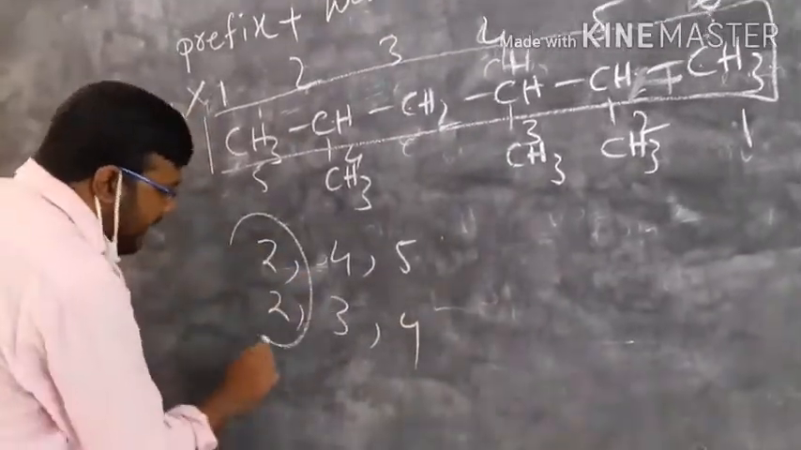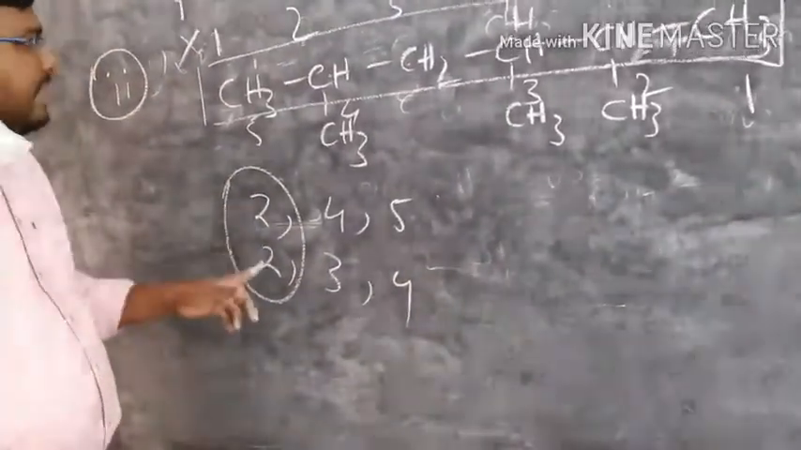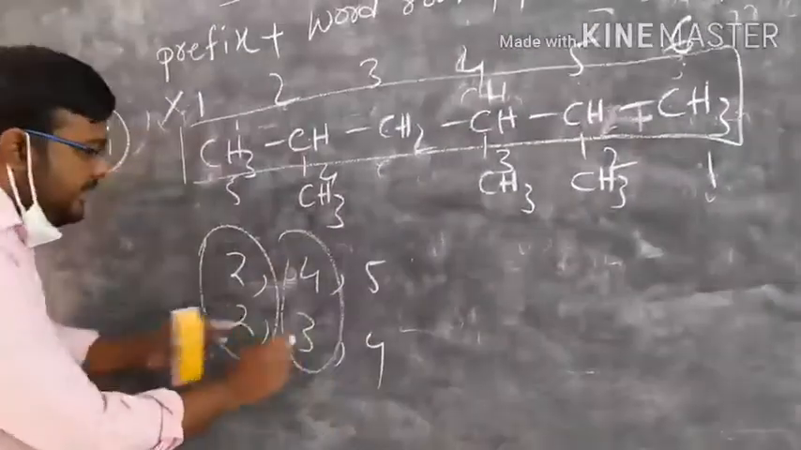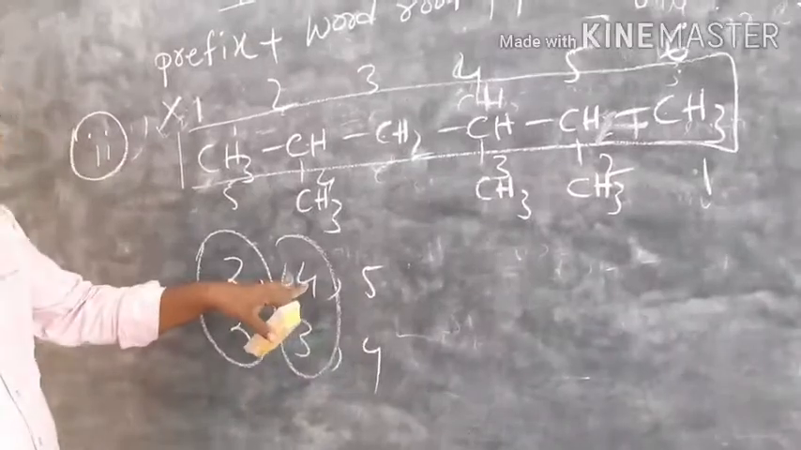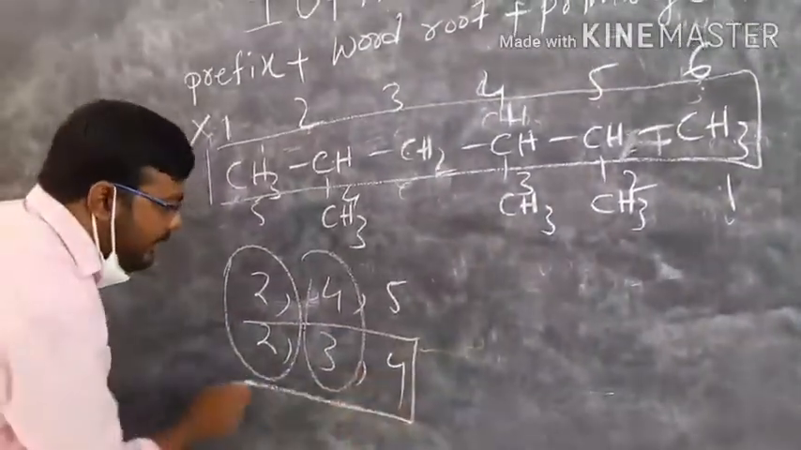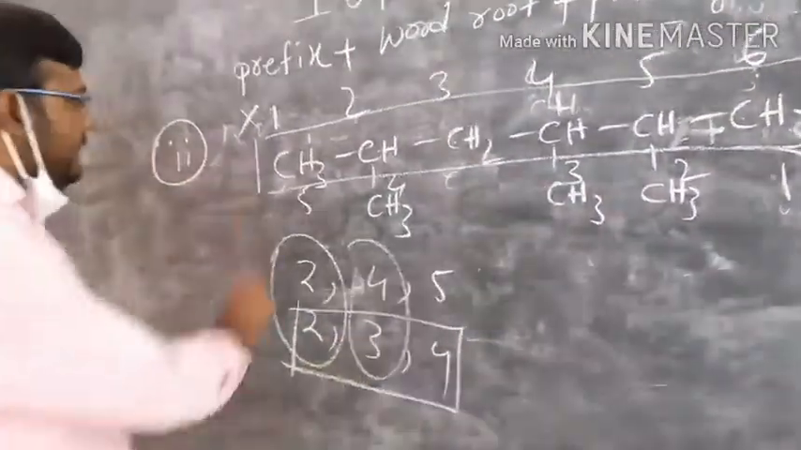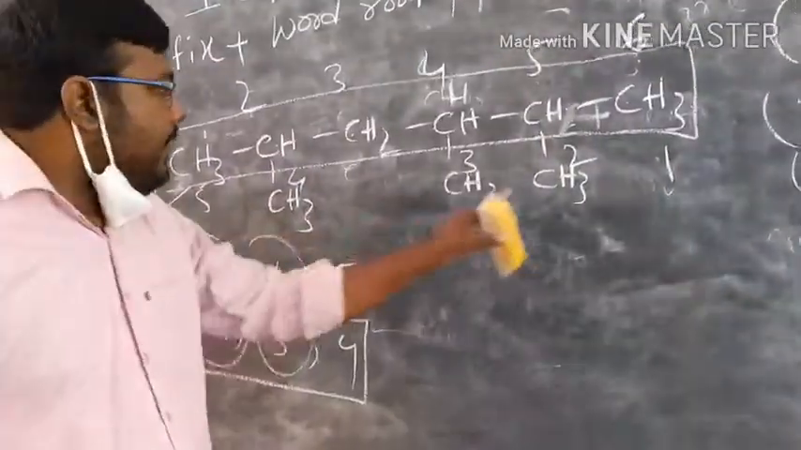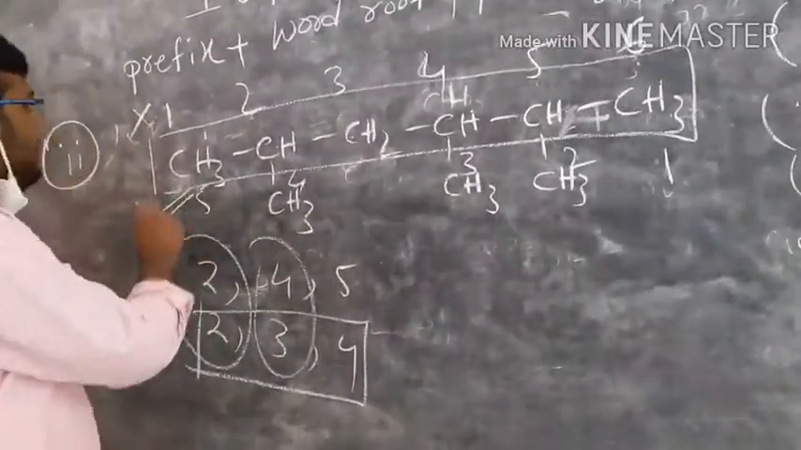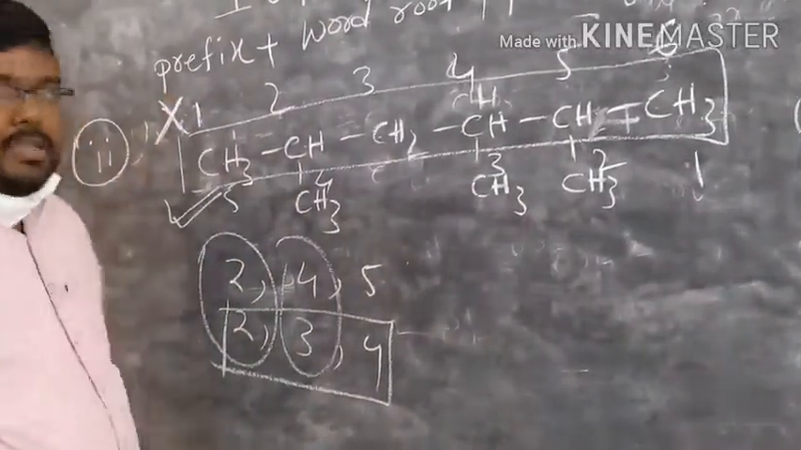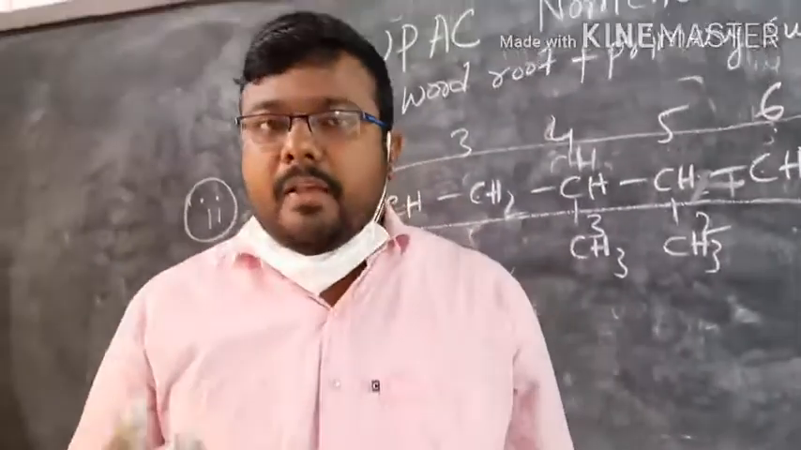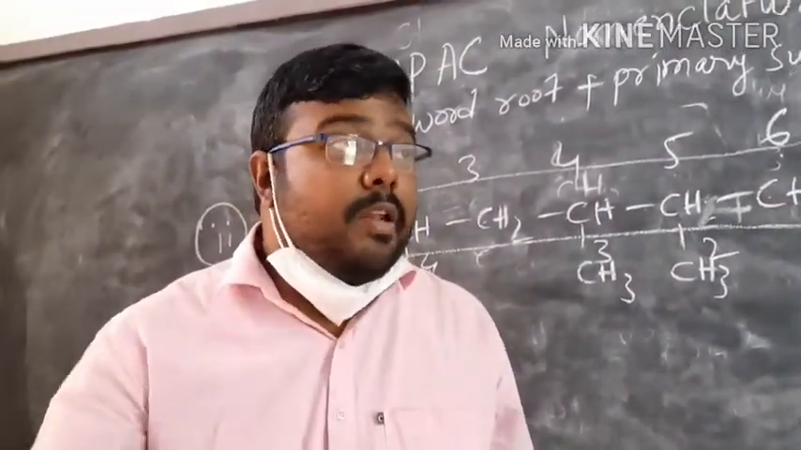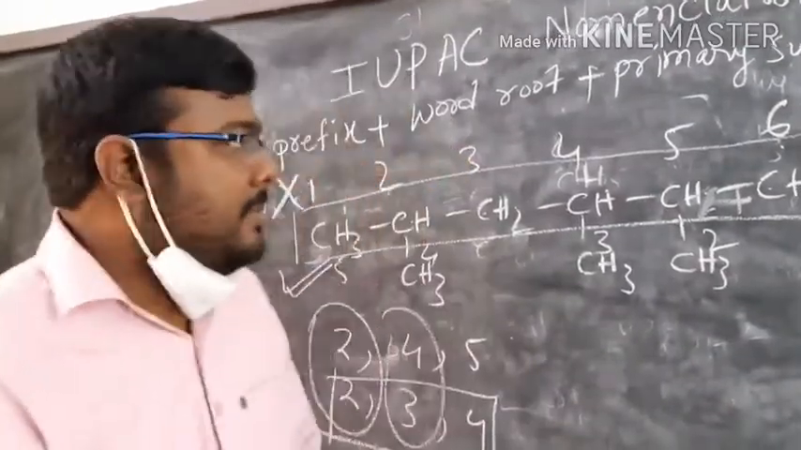And look at the first locants, 2 and 2, same. But if we go to the next locant, then 3 is actually the lowest locant and 4 is not the lowest locant. So this set of numbering, 2, 3, 4, is correct. That means we are following the lowest set of locants rule here. So this numbering will be correct and this will be wrong. So that means while we are numbering the carbon chain, we have to consider the lowest set of locants when different positions of the substituents are possible.